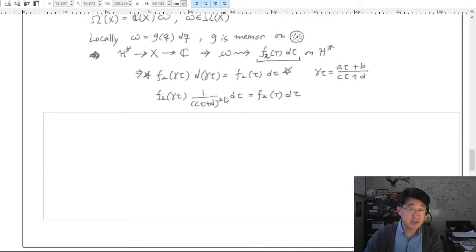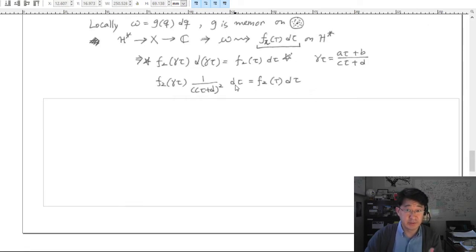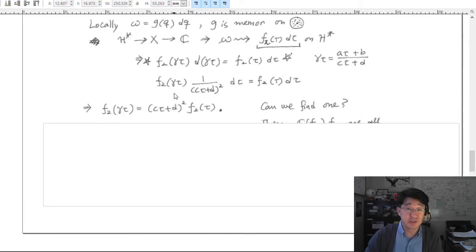So if you compare that in front of d tau, that's the function, and in front of d tau, that's f2 tau, whatever that differential, the meromorphic function attached to this d tau. And these two must be equal to each other because this is local, and these two meromorphic functions must be equal to each other. So that gives you this strange condition. These two functions must be equal to each other. So f2 gamma tau is not equal to f2 tau, but when it's multiplied by (c tau + d) squared, then they are equal to each other.